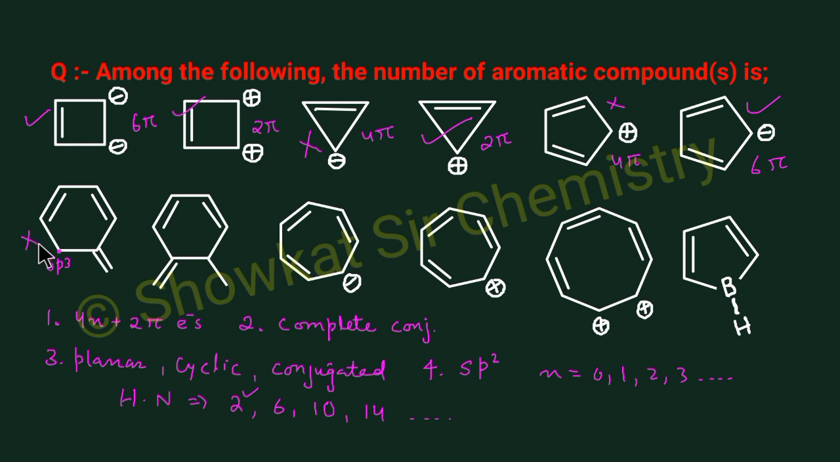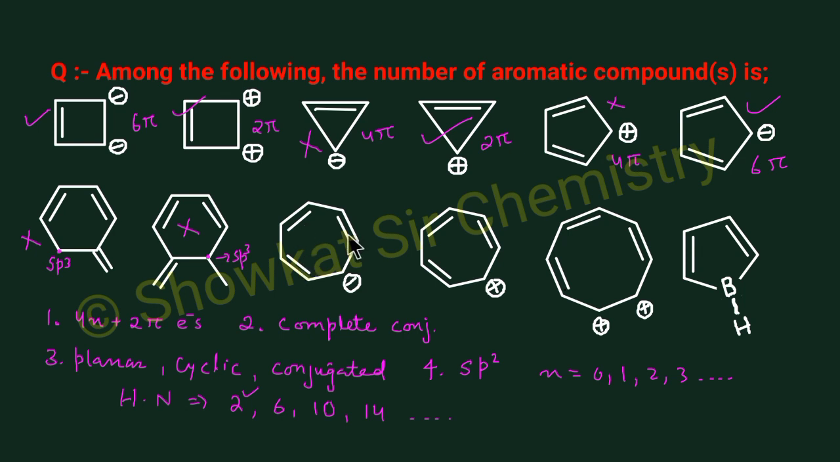It doesn't follow Huckel's rule. It should be planar. An sp3 hybridized carbon has tetrahedral geometry, so how can it be planar? So it is not aromatic. Similarly, this carbon here is also sp3 hybridized. So tetrahedral, that means it is not completely planar. It is not a planar system, so it cannot be aromatic, and it doesn't follow Huckel's rule.